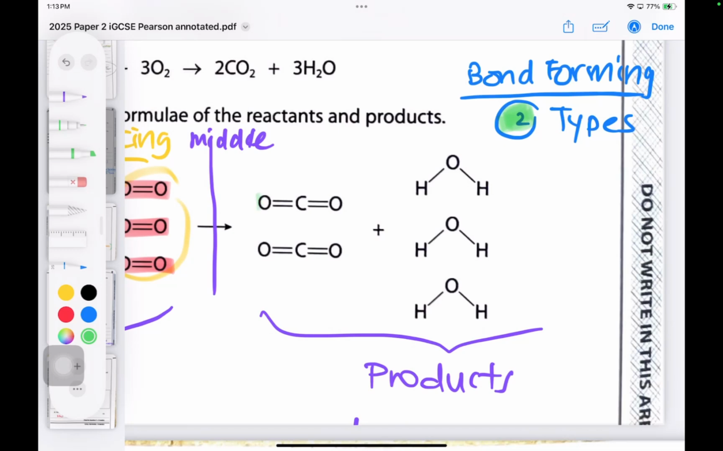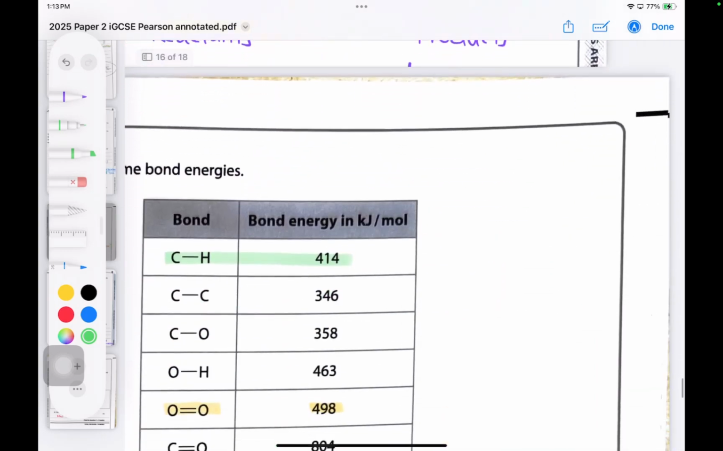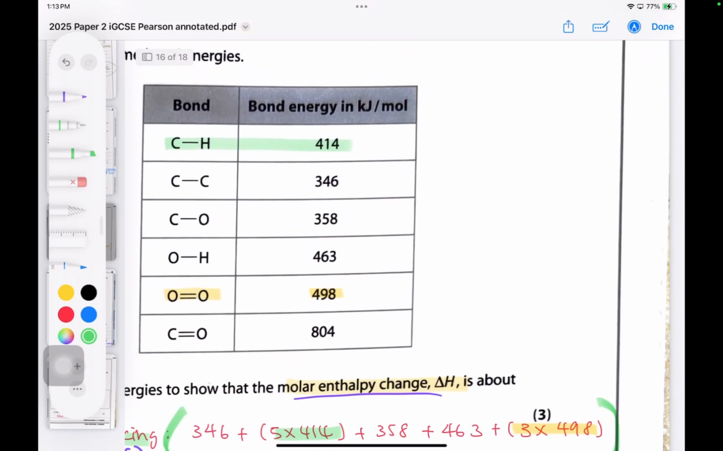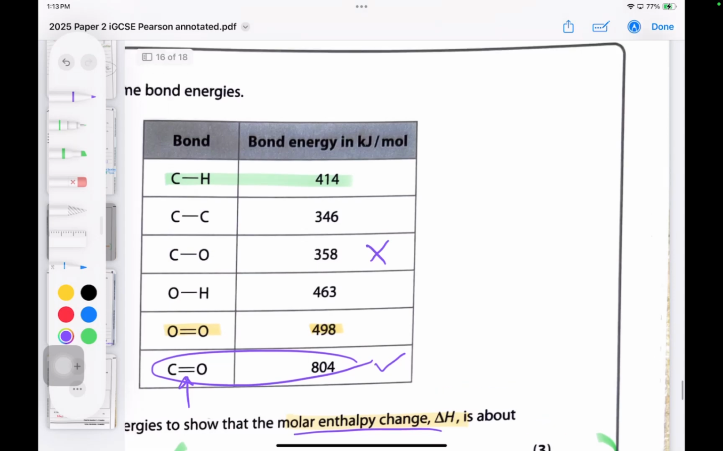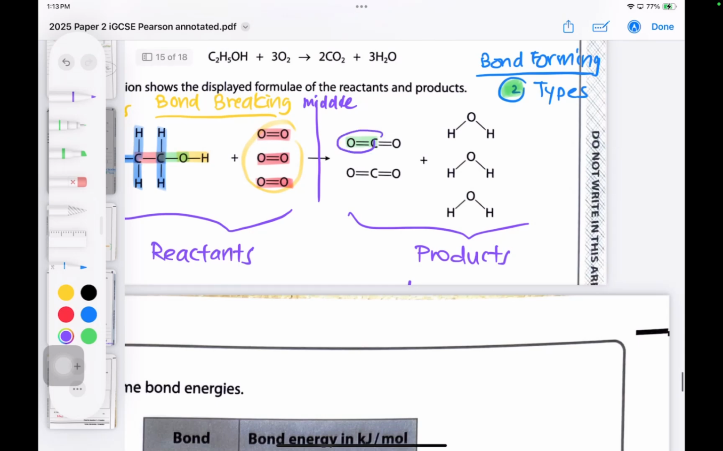So the first type is the C=O double bond. Take note, it's the double line between C and oxygen. When you are looking at this table, take note, we are looking at this value, not this one. So take note of the number of bonds between the elements. So C=O double bond, and there are how many of them? I've got 1 set, 2 set, 3 set, and 4 sets.